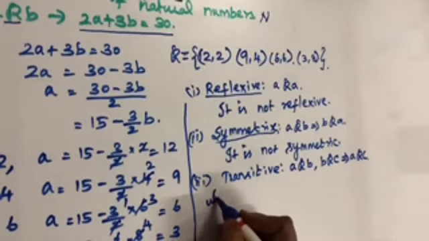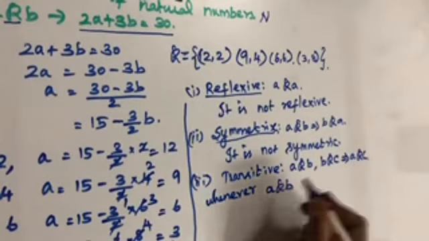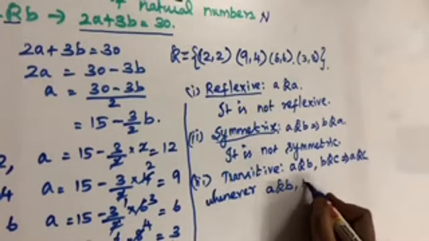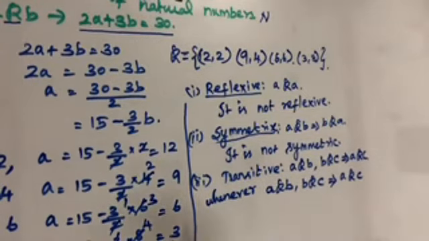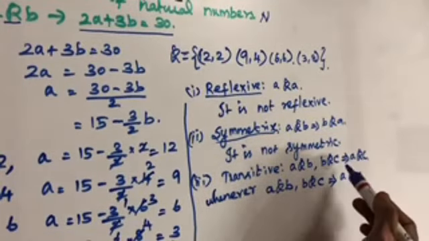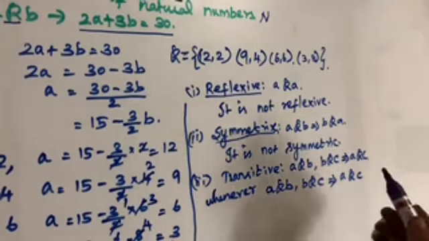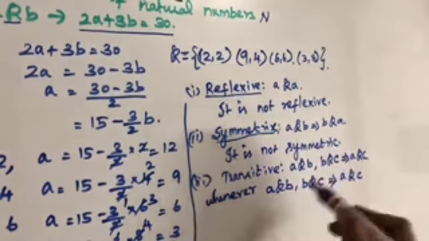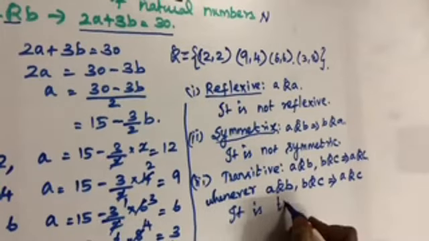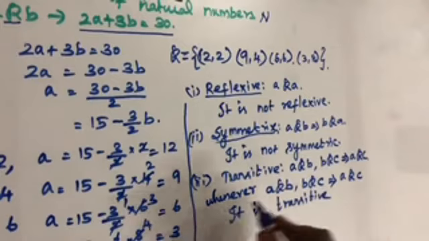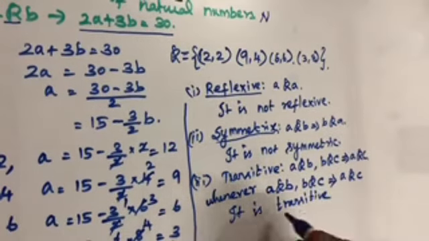Only when such pairs exist can we prove transitivity. So it is almost like an empty relation. A is related to B and B is related to C implies A is related to C. But here we don't have A related to B and B related to C. Whenever we have these elements, we can prove this, but these elements are not in the relation. So, it is transitive.